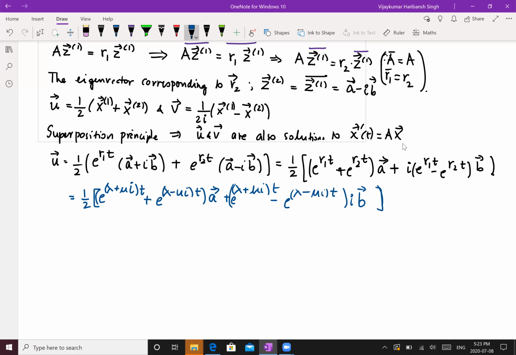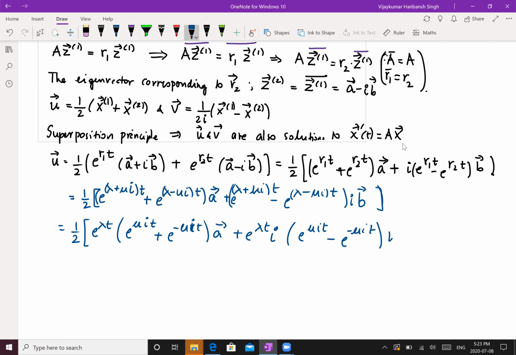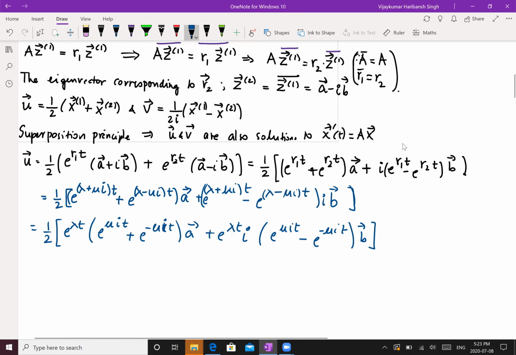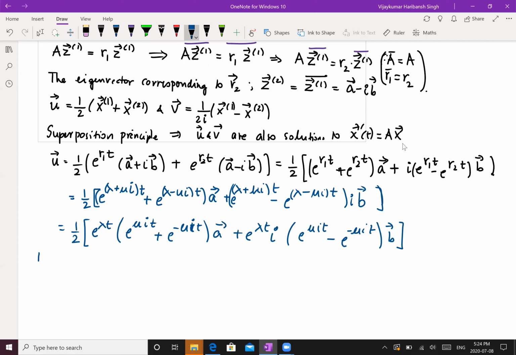Okay, so now we need to simplify this further. So notice the following. In this, I can take half. If I take e to the power lambda t common, what is left? e to the power mu i t plus e to the power minus mu i t times A, same here as well, e to the power lambda t times i, what is left in bracket, e to the power mu i t minus e to the power minus mu i t, okay, times B. Now, what is e to the power mu i t plus e to the power minus mu i t?